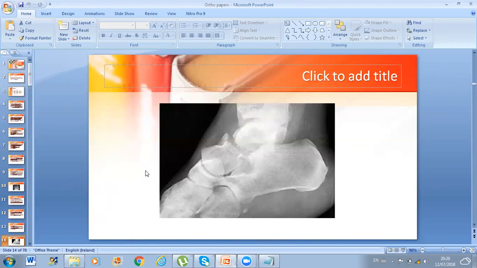No. Type 4 is with talonavicular. Type 4 has talonavicular also. That's the thing. Okay, sir. So what is Hawkins sign then?